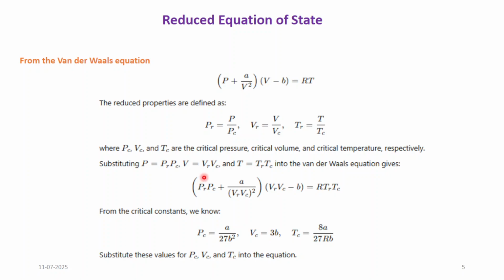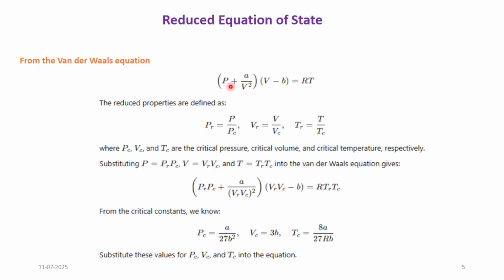Then we will see the reduced equation of state. This is derived from the van der Waals equation. You have to express it in terms of reduced pressure, volume and temperature. Now what is PR? PR is P by PC, VR is V by VC, TR is T by TC.